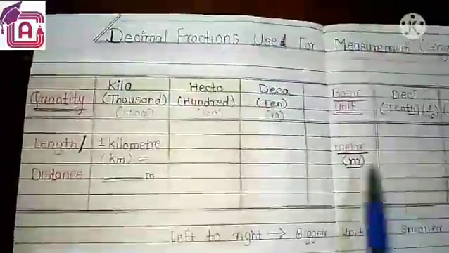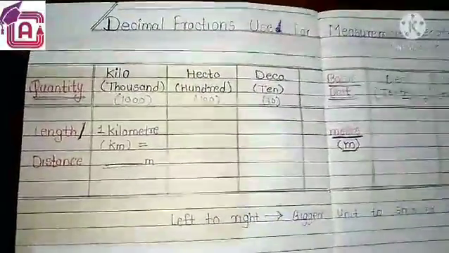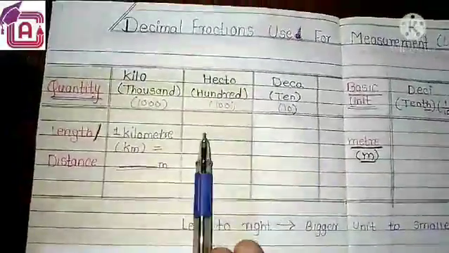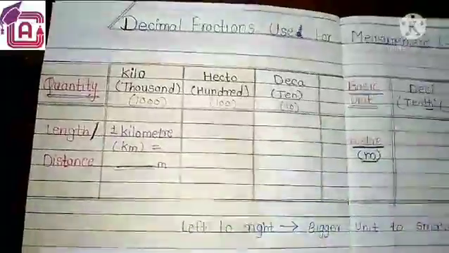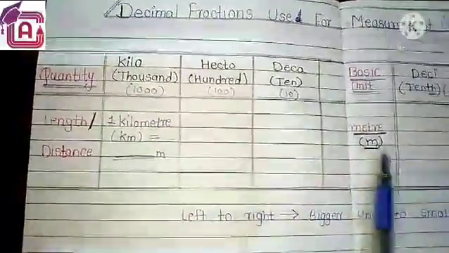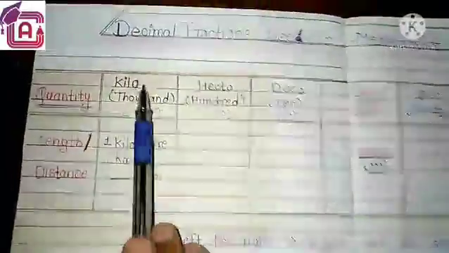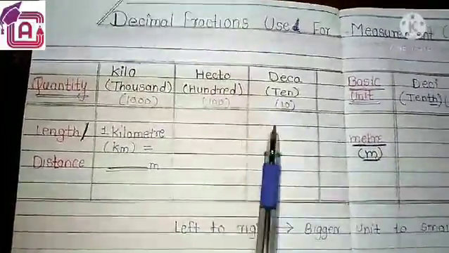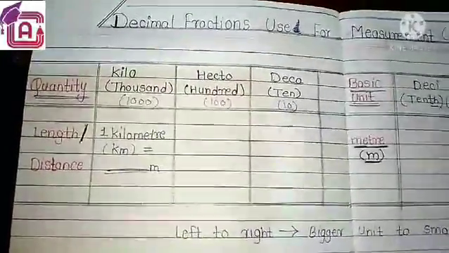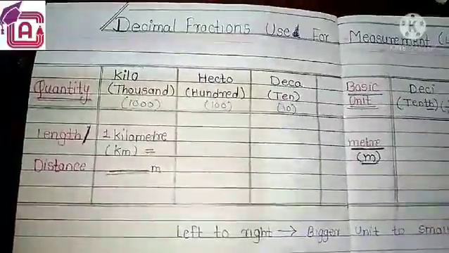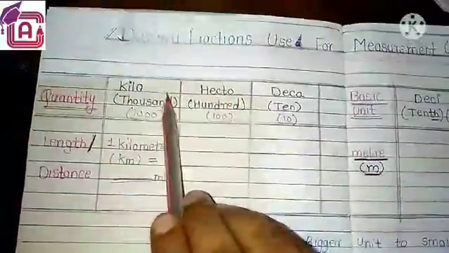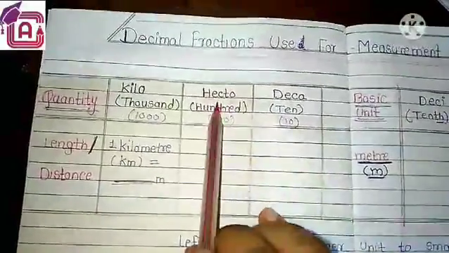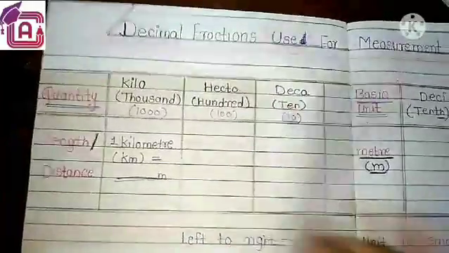So let's begin. 1 kilometer is equal to how many meters? So count the places between kilo and meter. How many places are there between kilo and meter? 2 places, that is hecto and deca.